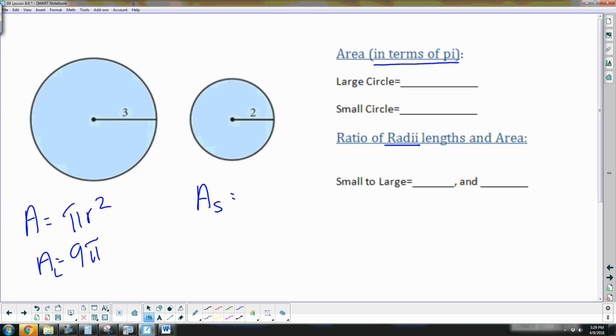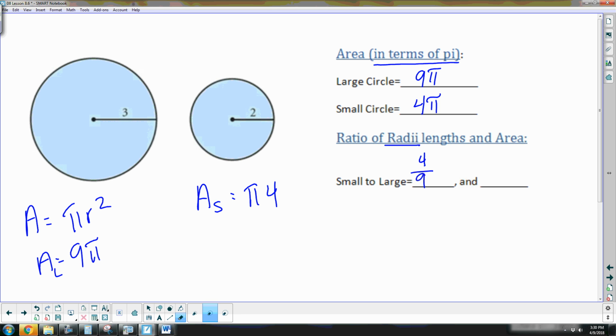Now the area of the small circle: the radius is 2, so pi times 2 squared, which is 4 pi. So our large circle is 9 pi, and our small circle is 4 pi. Now if we compare the ratio of the radii lengths, small to large, that's 4 to 9.